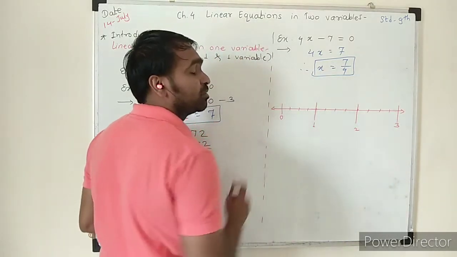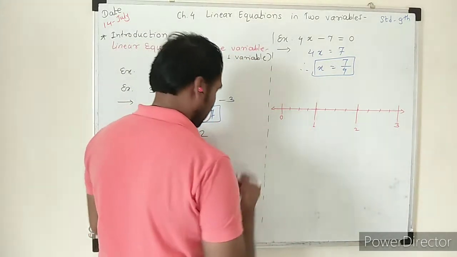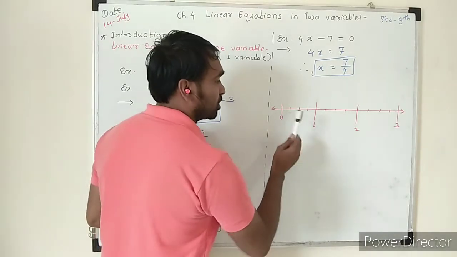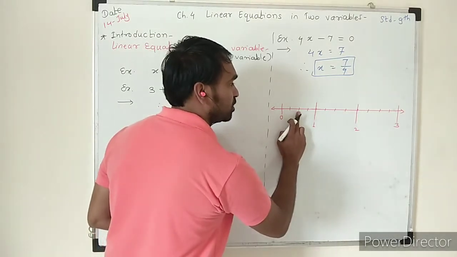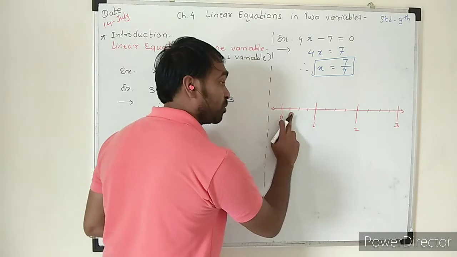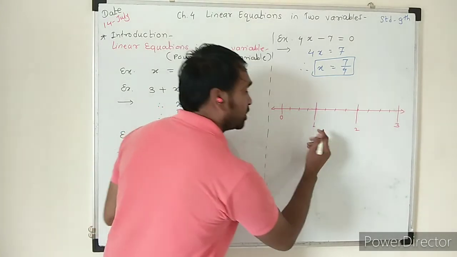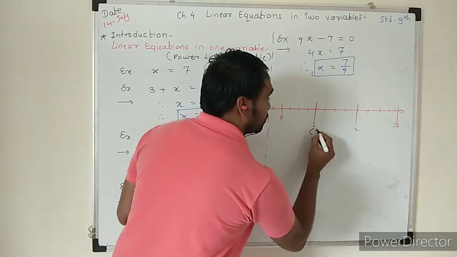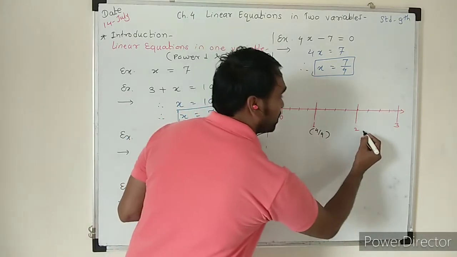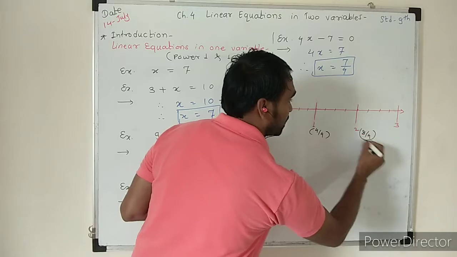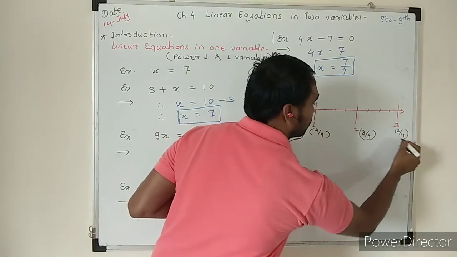Now the numerator is 7. Count the numbers: 1 upon 4, 2 upon 4, 3 upon 4, 4 upon 4. 1 means 4 upon 4, 2 means 8 upon 4, 3 means 12 upon 4.